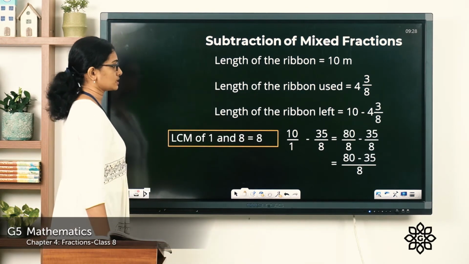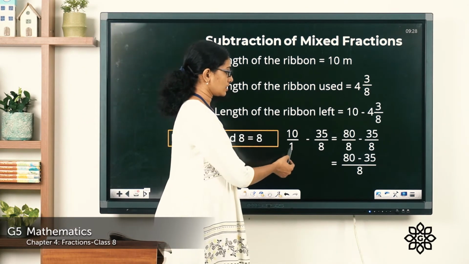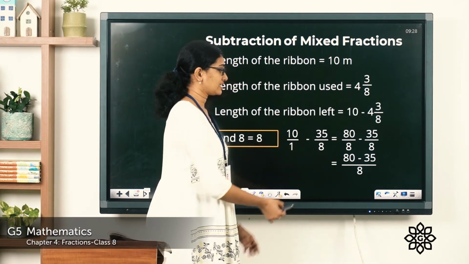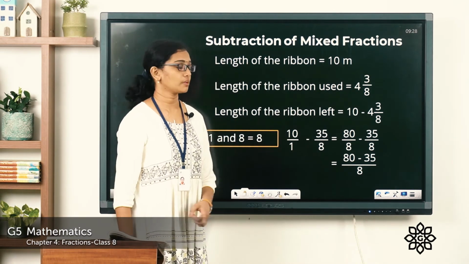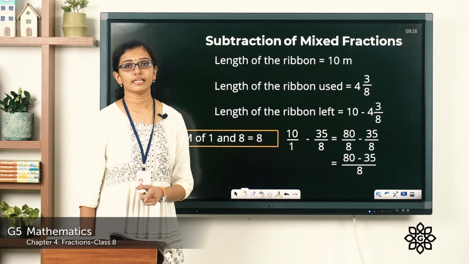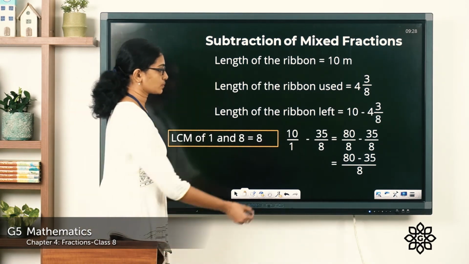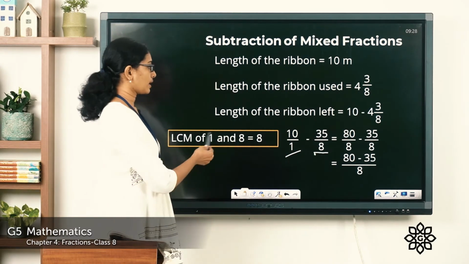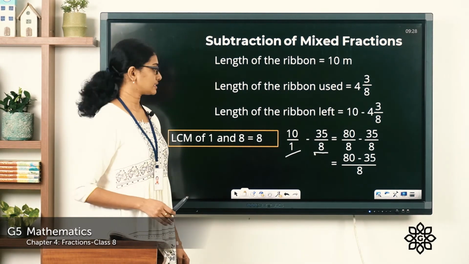Now how do you proceed with the subtraction? See, this 10 by 1 and 35 by 8, these two fractions do not have the same denominator. So let's make the denominator the same by first finding out the LCM. What is the LCM of this 1 and 8? LCM of 1 and 8 is 8 itself.